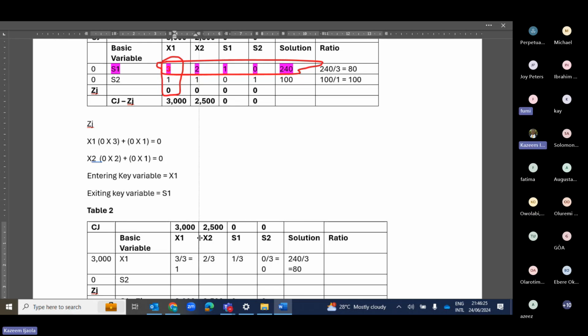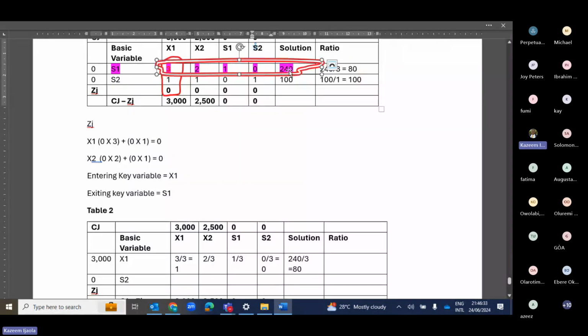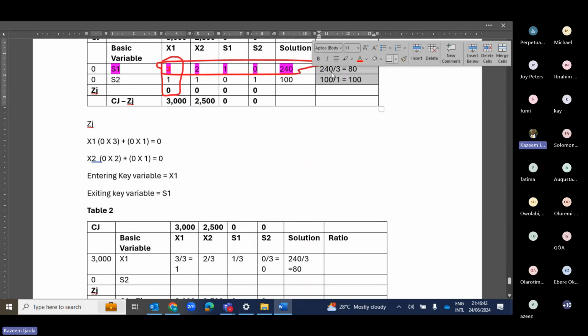No, you can't say 80 divided by 3 now. Your primary value is 240. This is the 240 we are looking at, the one we circled, not the one in the ratio. The one in the ratio, we use for decision making. Do you understand? The 240 I'm looking at is the one in the solution.